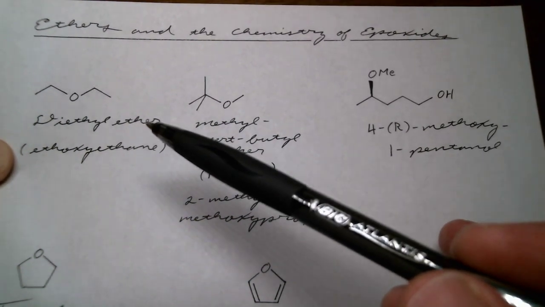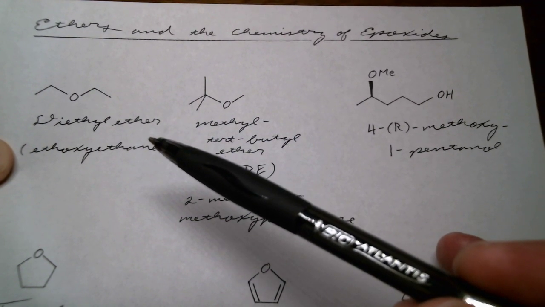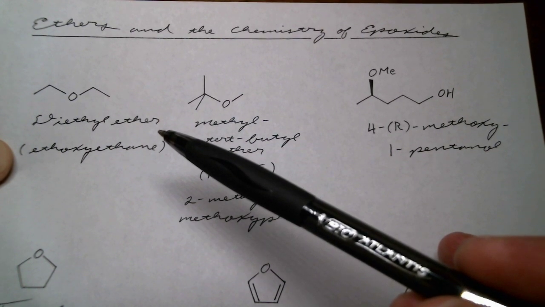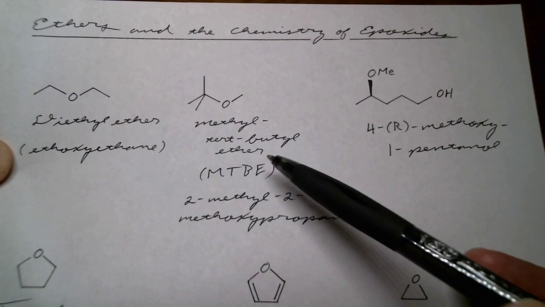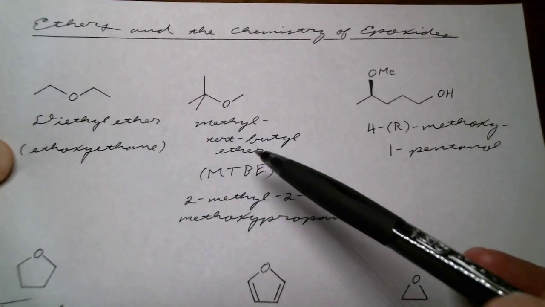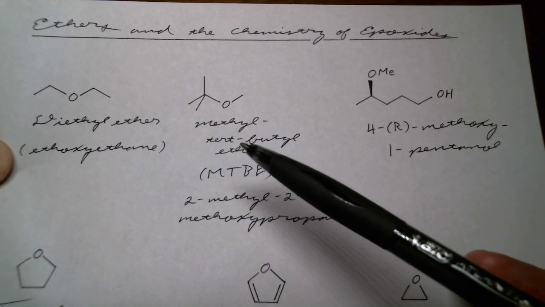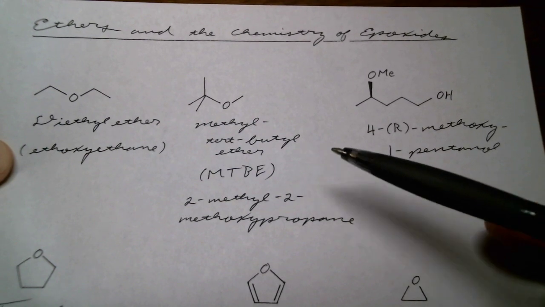This is diethyl ether, known by my biology colleagues as fly nap, because it's a nice anesthetic, not only for humans, but for fruit flies. Here we have methyl tert-butyl ether. We've seen some synthetic approaches to this, either SN1 or SN2, starting from simpler starting materials.